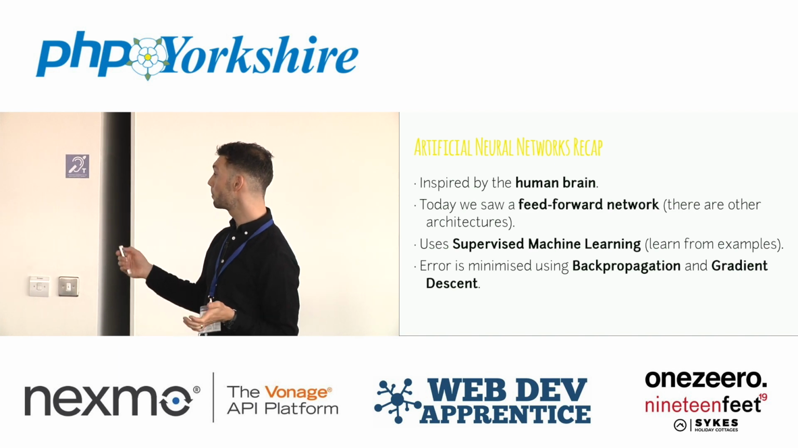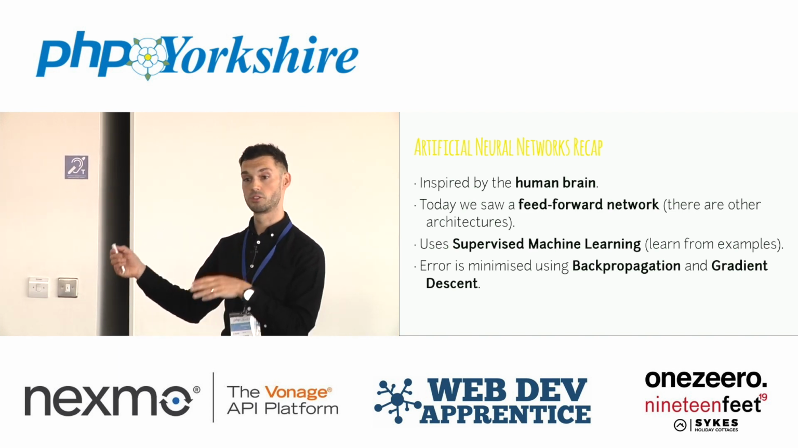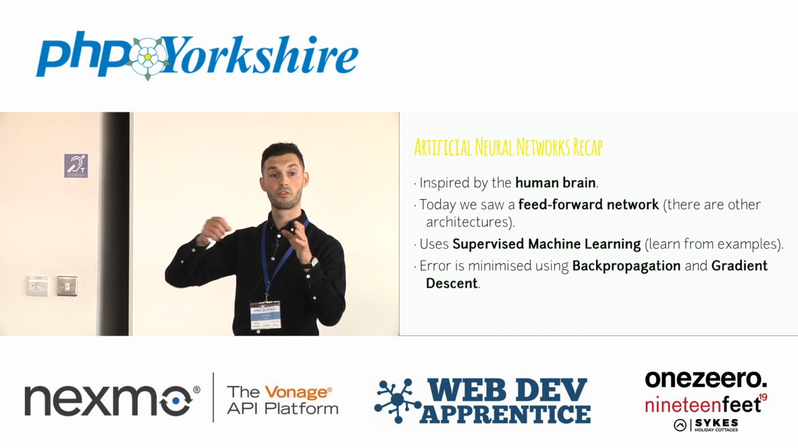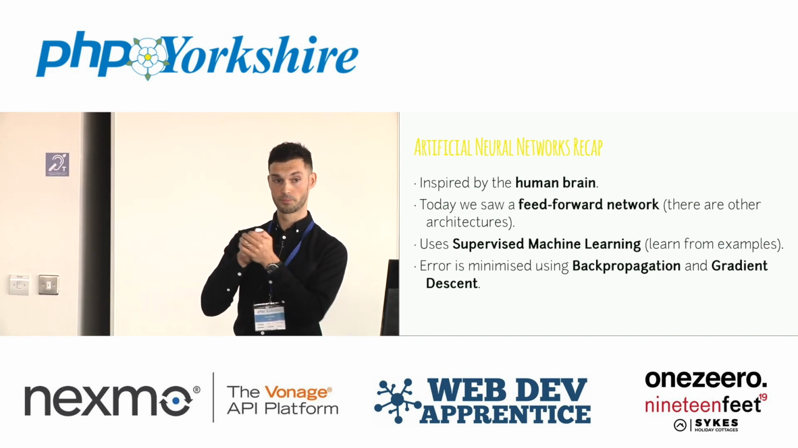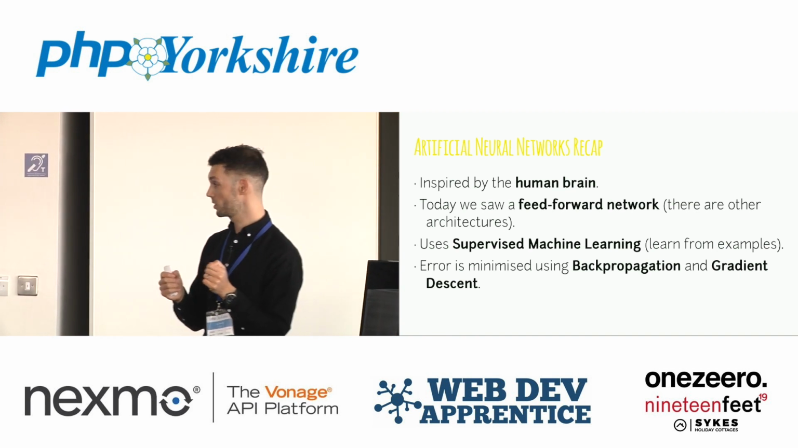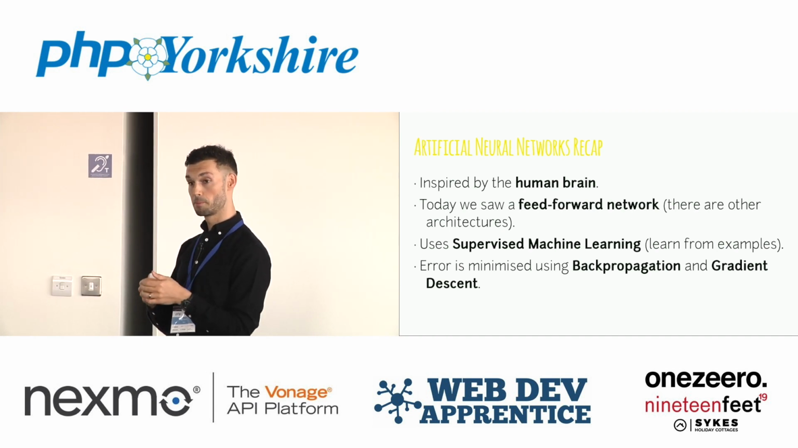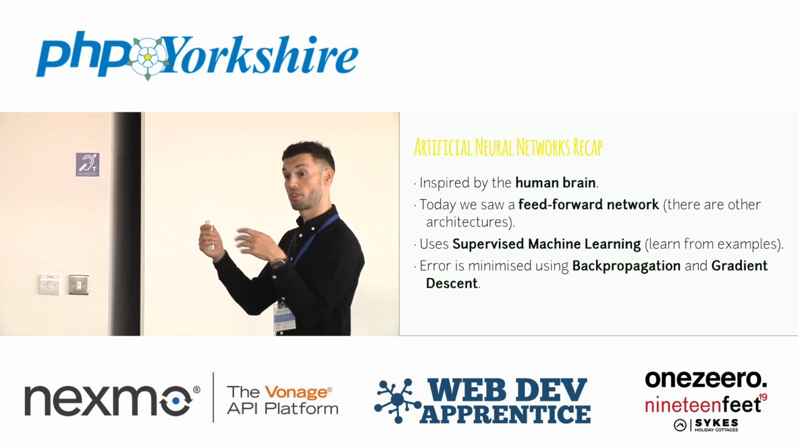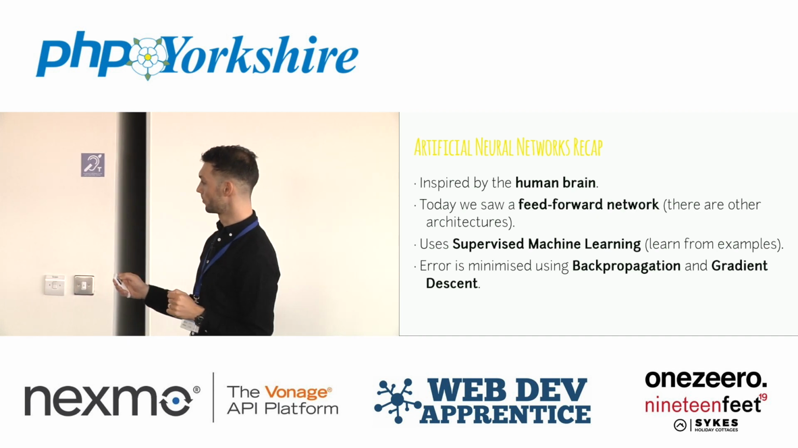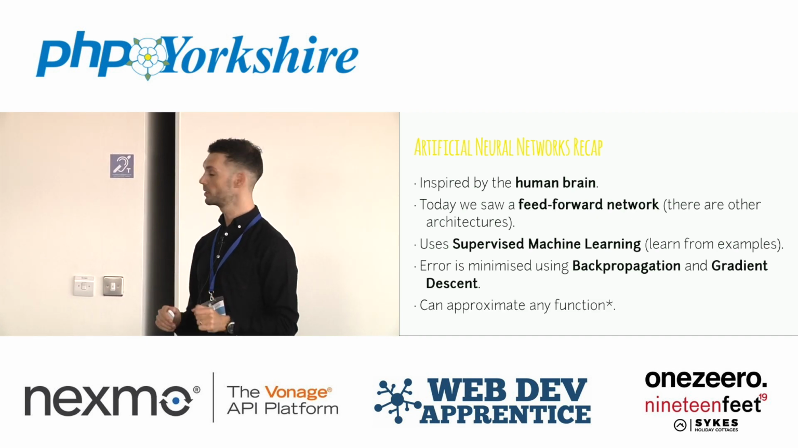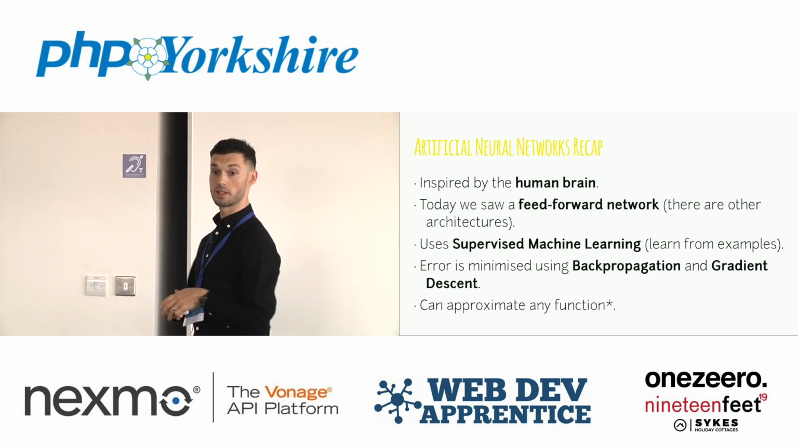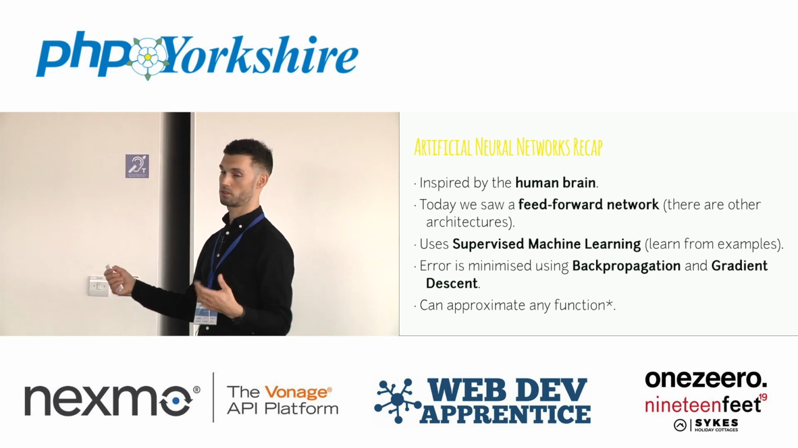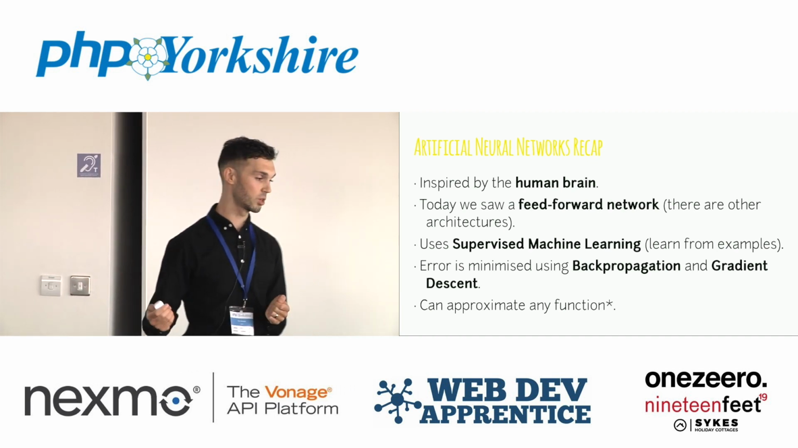And we saw that backpropagation and gradient descent is used to find the optimal value for the weights and bias. This is, I would say, the most magical thing within the process, but it's really just a bunch of math. And in theory, it can approximate any function, and that's why they are so powerful and so used these days.